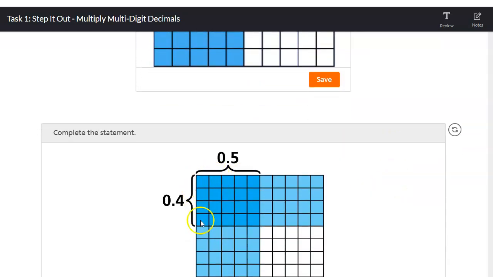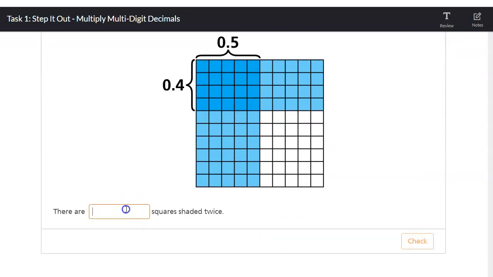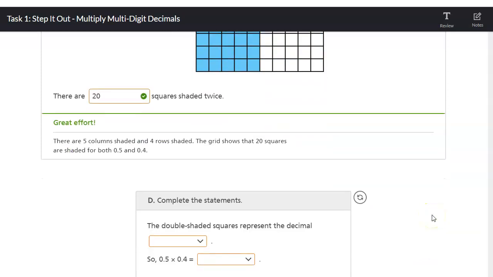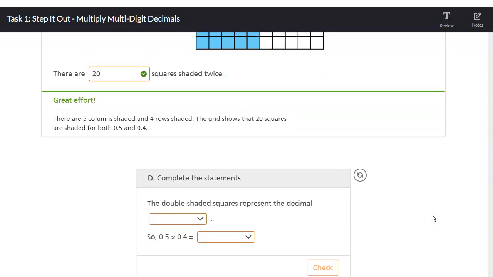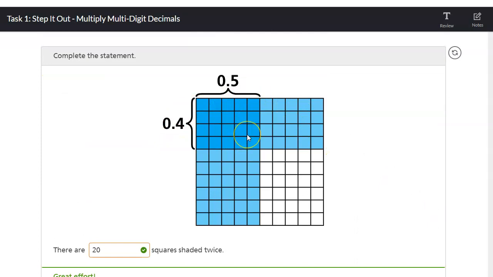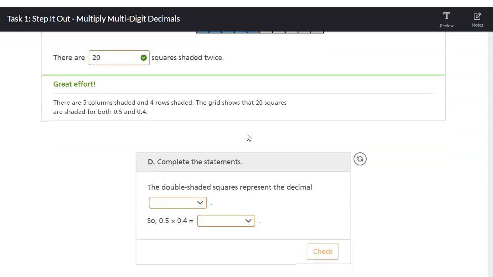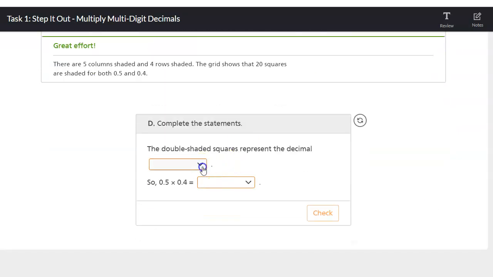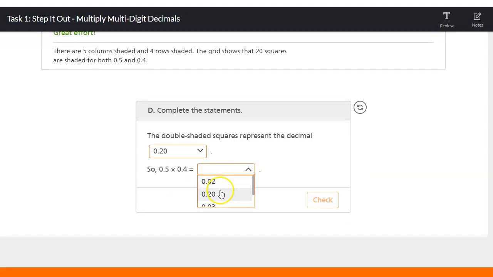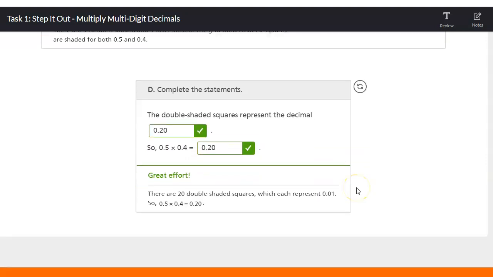And then this overlap right here, that is going to be your answer. So I have 1, 2, 3, 4, 5. 1, 2, 3, 4. 5 times 4 is 20. So there are 20 squares shaded twice. Do you see how it's darker there? That means they're shaded twice. So the double shaded squares represent the decimal 0.20. So 0.5 times 0.4 is 0.20.